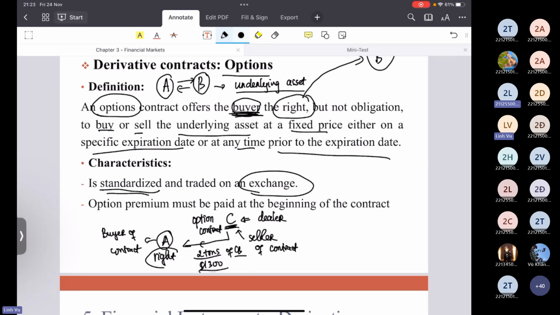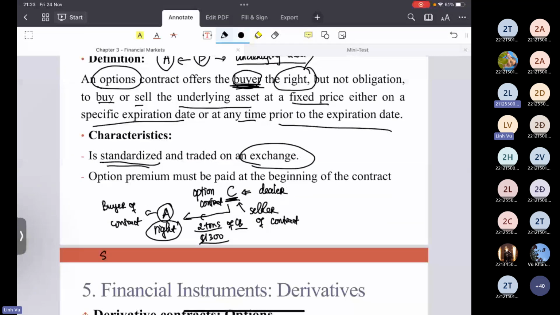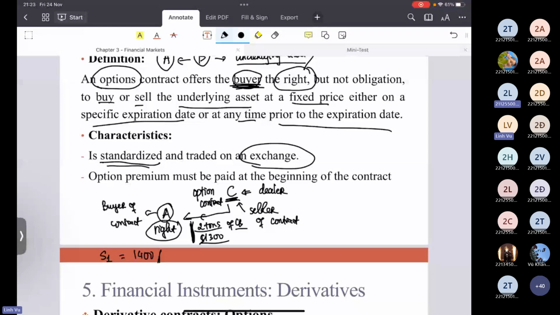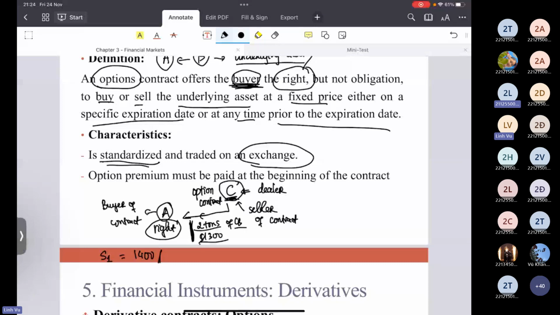So this is the right of party A. What does this mean by the right here? It means that after 1 year, if the market price of coffee bean is $1,400, which is very favorable to party A in this case, then obviously, if party A looks at this contract, the contract price is $1,300, and he compares it with the market price, he sees that going with the contract is beneficial for him. So he will choose to execute the contract and buy 2 tons of coffee bean from party C at the price of $1,300.